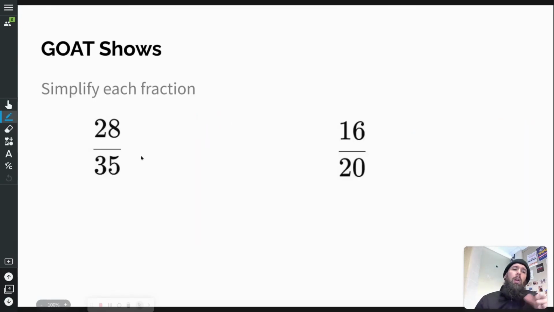Let's do it again. What can I divide both 28 and 35 by? It's not as easy, but you could divide those both by 7. So divide by 7.